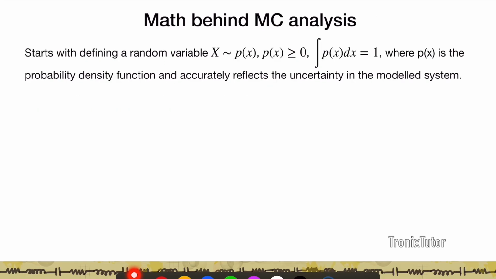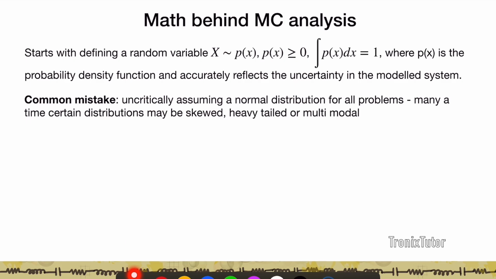So let's quickly look at the math behind the Monte Carlo analysis. So let's first start with defining a random variable x with some probability distribution p(x). Right? And knowing the probability distribution, know that the integral of p(x) over the domain of x should be 1. And this p(x) is the probability density function. So this is something you need to know a priori before you start the Monte Carlo analysis. And so it's important that you kind of have a handle of what the uncertainty in the system is.